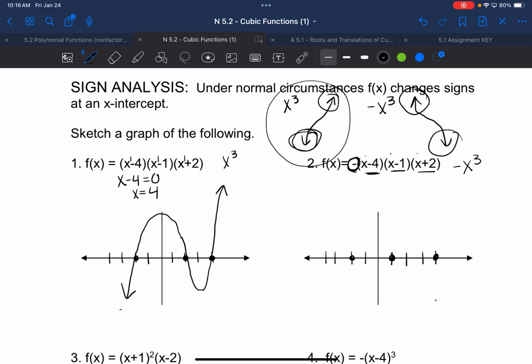Okay, so this time I'm pointing down. I get to this spot and I go changing signs. Then I change signs again. And I change signs again.